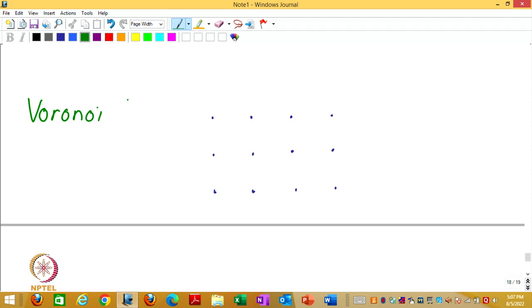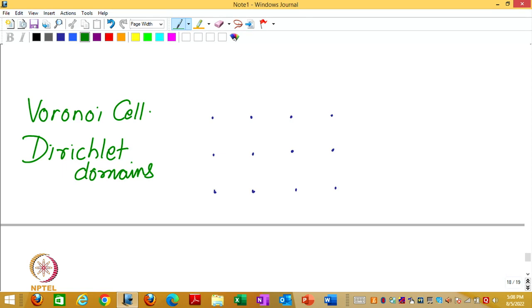It has many names in mathematics, a non-unique name: Voronoi cell, sometimes also called Dirichlet cells or Dirichlet domains. And today, when I was preparing for the class and looking at Wikipedia, there are a few other names also. But Voronoi is quite common and we will use Voronoi cell.